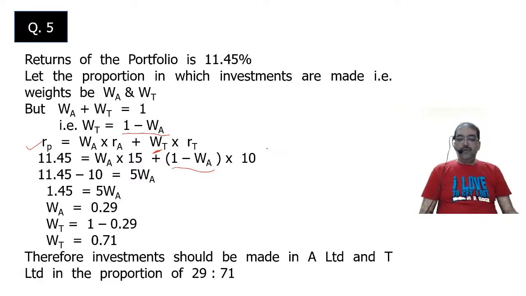Now we know the weights, we know the returns of each security, we know the standard deviation of each security. We are given all those details. We are given correlation coefficient also. So now we are asked to calculate risk of the portfolio. Big formula. Risk of the portfolio.